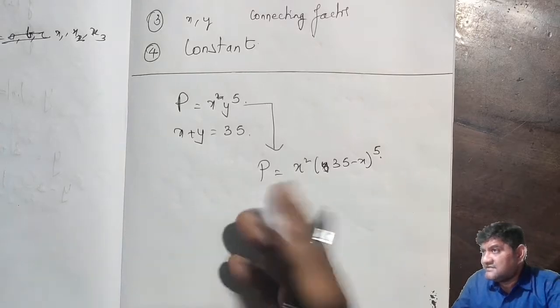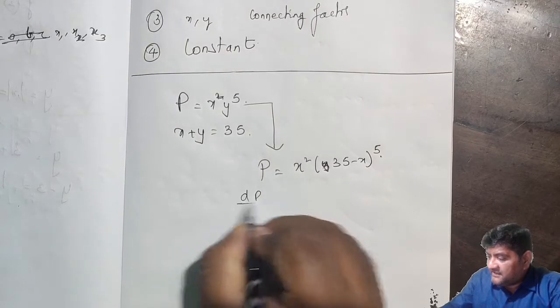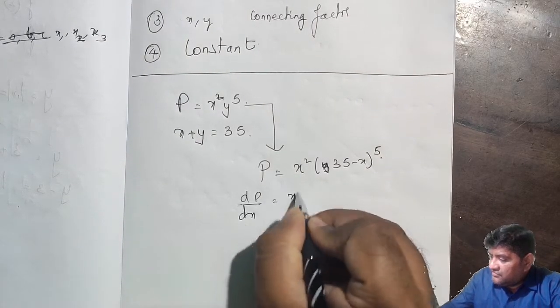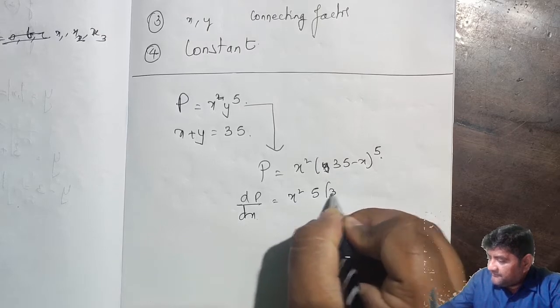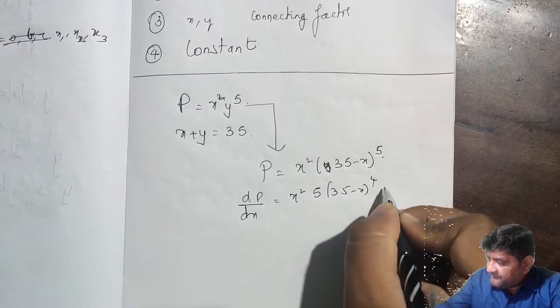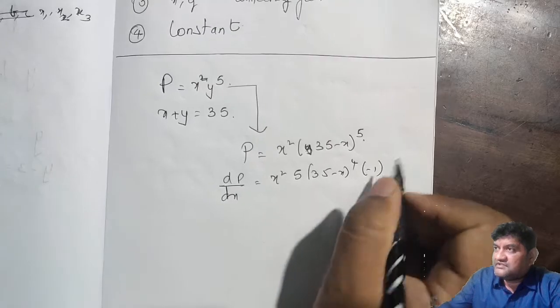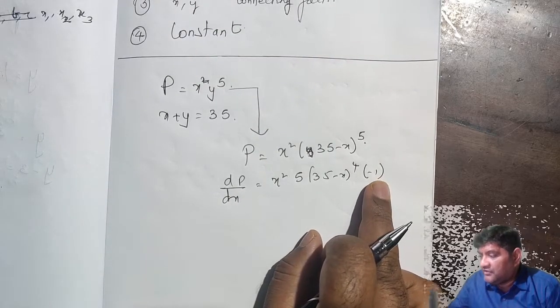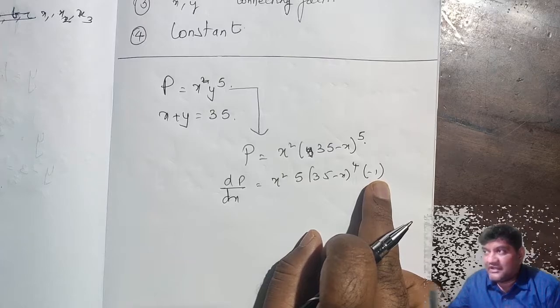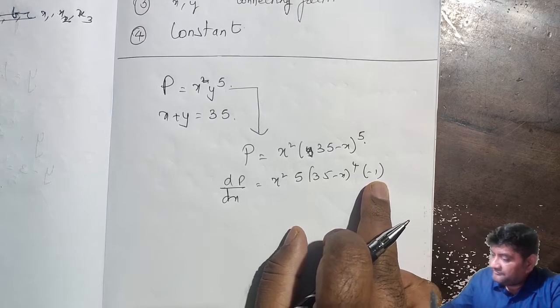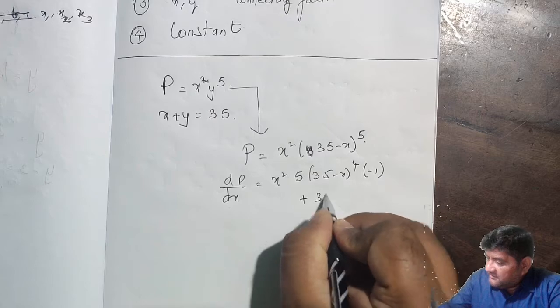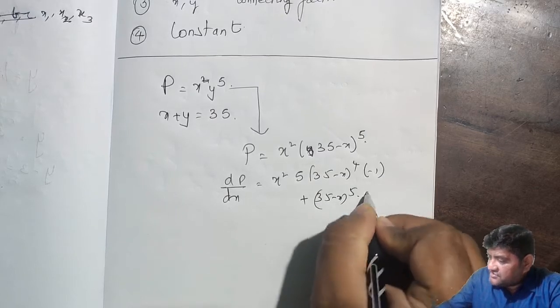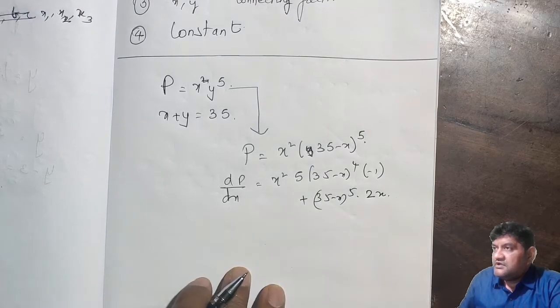What do you do after this? You simply differentiate dp by dx. U differentiation of v. Be very careful with differentiation here. People tend to forget about this minus 1. They tend to forget that, you will have a minus 1. Then your entire answer will change. Plus v differentiation of u.